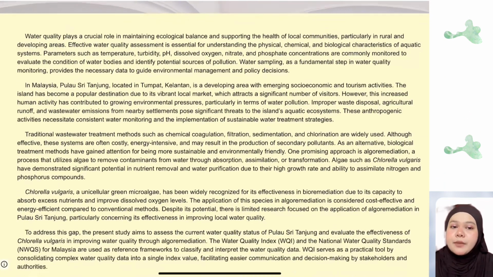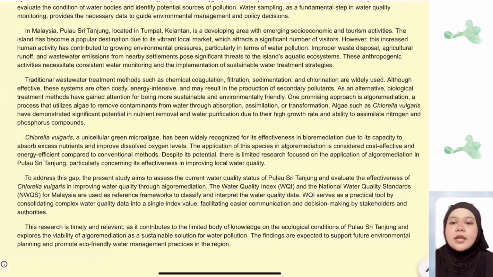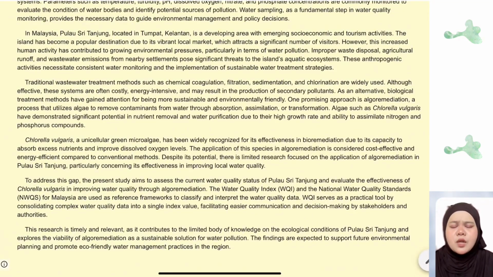Traditional wastewater treatment methods such as chemical coagulation, filtration, sedimentation, and chlorination are widely used. Although effective, these systems are often costly, energy-intensive, and may result in the production of secondary pollutants. As an alternative, biological treatment methods have gained attention for being more sustainable and environmentally friendly. One promising approach is algoremediation, a process that utilizes algae to remove contaminants from water through absorption, assimilation, or transformation.